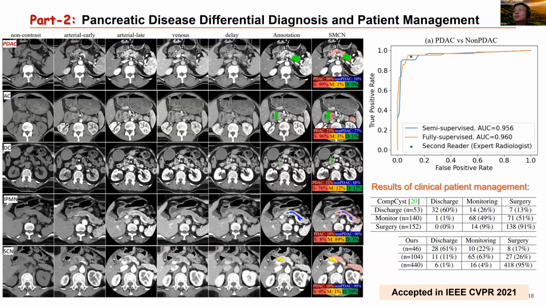On the right is what the AI will show. The AI will segment the pancreas and segment the tumor. It will give decisions: PDAC, non-PDAC, 90% non-PDAC, 10% PDAC, and it recommends surgery. 99% recommends it should go to surgery. The machine is based on a probabilistic classifier, right? So it gives a probability.